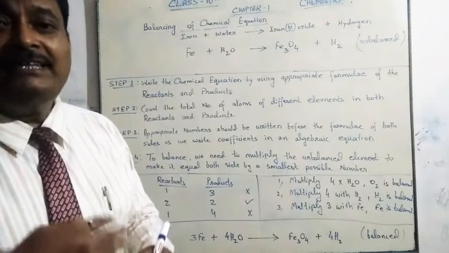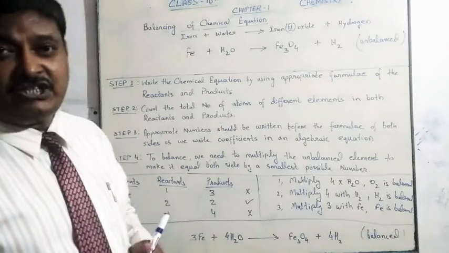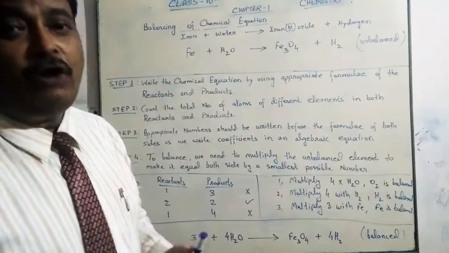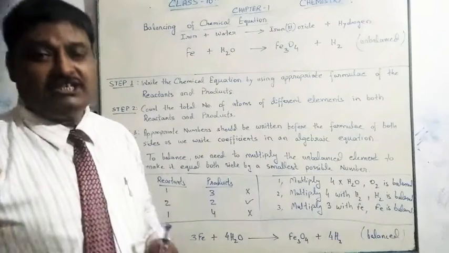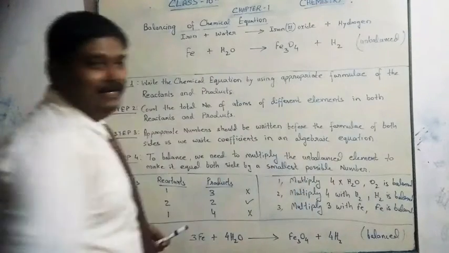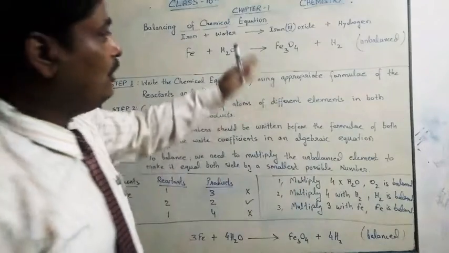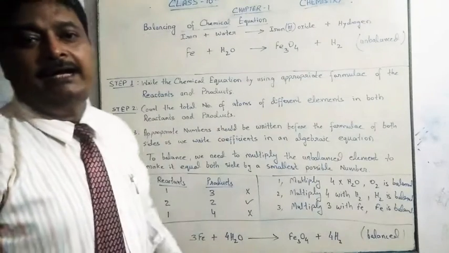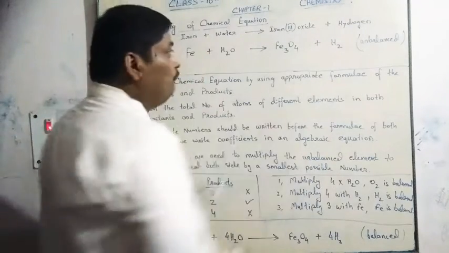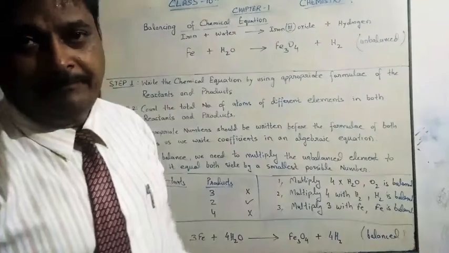Whatever is the result of the chemical reaction is known as the product, which is always written on the right hand side. Again, the reactant is always written on the left hand side and the product is always written on the right hand side, with an arrow in between.